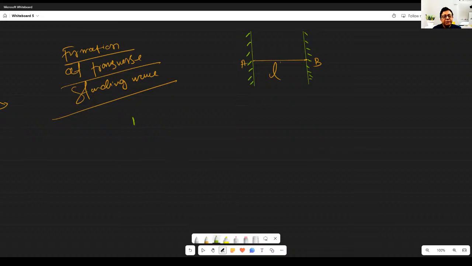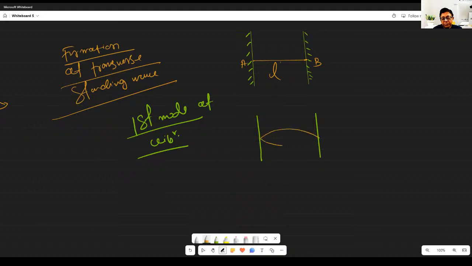So let me write: first mode of vibration. What will you get there? This rod will vibrate like this. Node here, because not free to vibrate, no? An antinode there. When you just stick at the middle, then the first vibration will be like this. First mode of vibration.